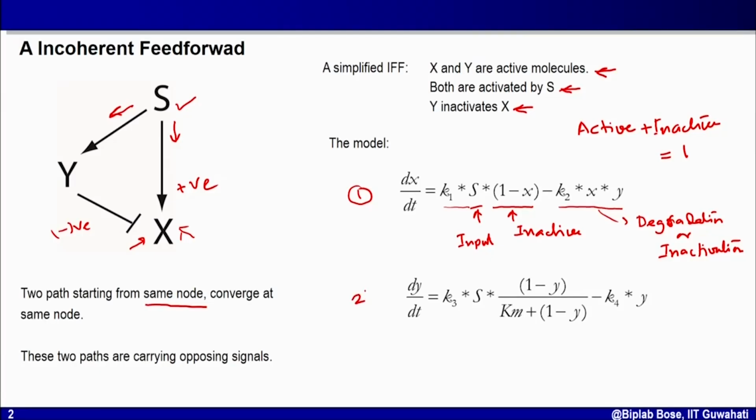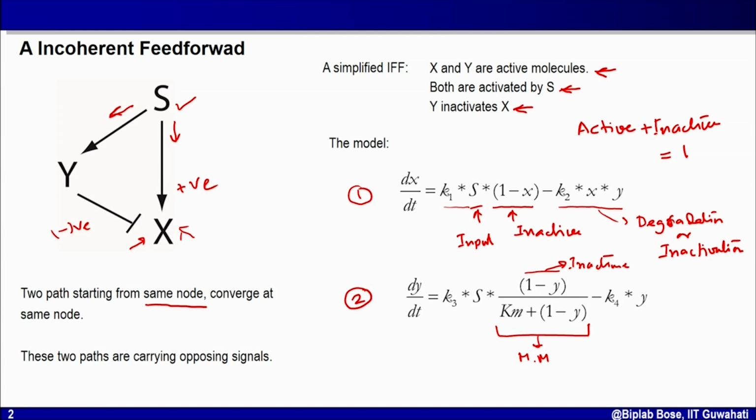The second ODE of my model is for y. So I have dy/dt equal to k3 into s into a term involving 1 minus y. 1 minus y is again the inactive y, just like 1 minus x was inactive x. And this whole thing, 1 minus y divided by Km, that is the Michaelis-Menten constant, plus 1 minus y, is coming from my assumption that this activation of y by S is a Michaelis-Menten process.